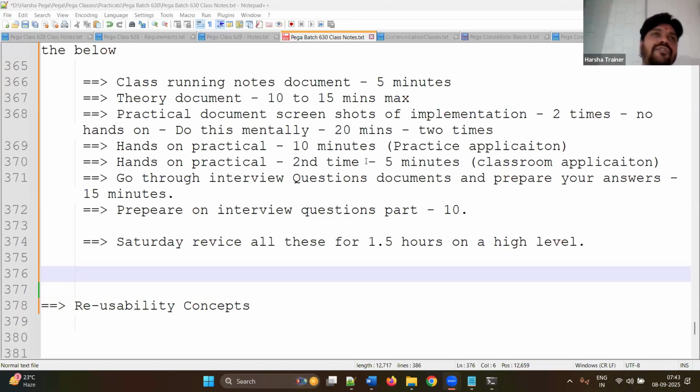Try to be away from your cell phone. Away from your cell phone means I am not saying you don't use it. You use it, but please use it only when you need it. Why I'm saying this: I have seen many people watching the phone like this and eating, even while having food.